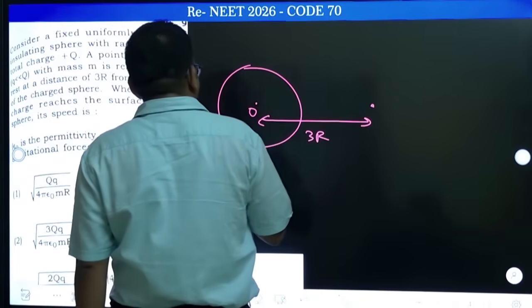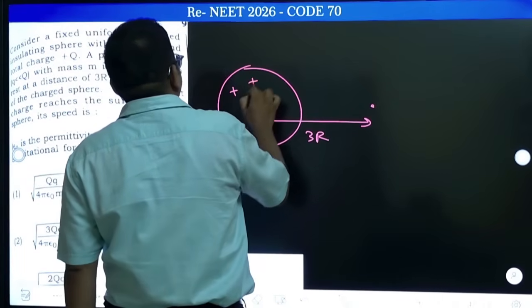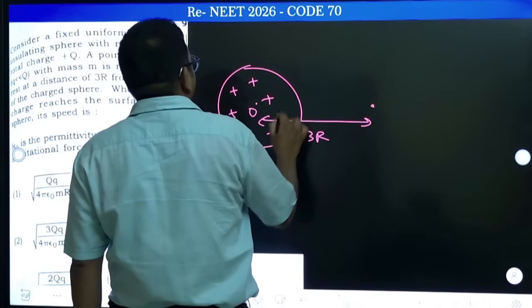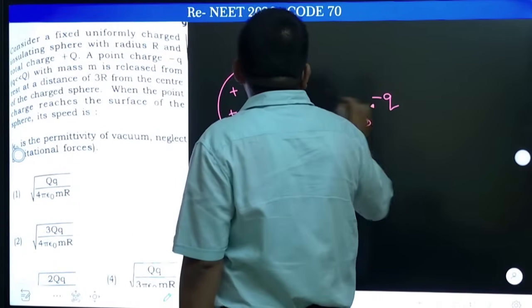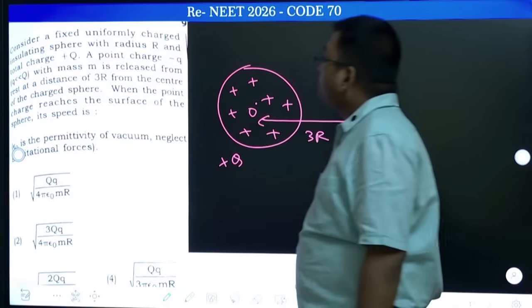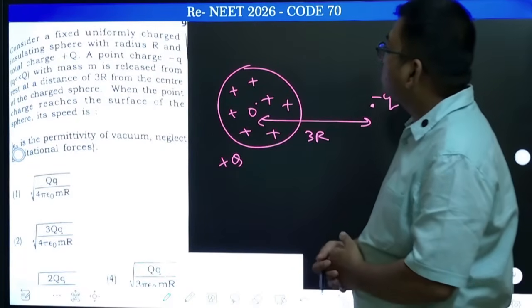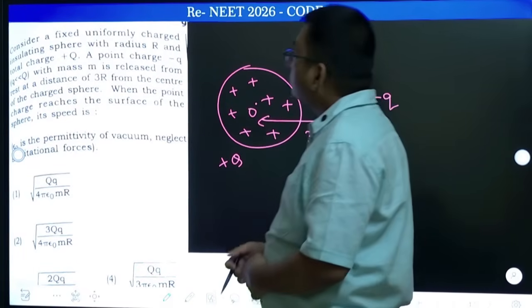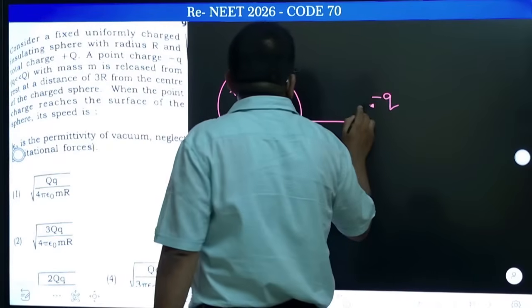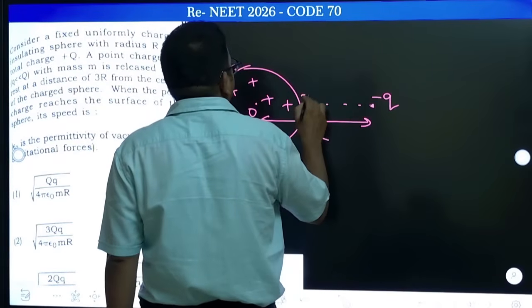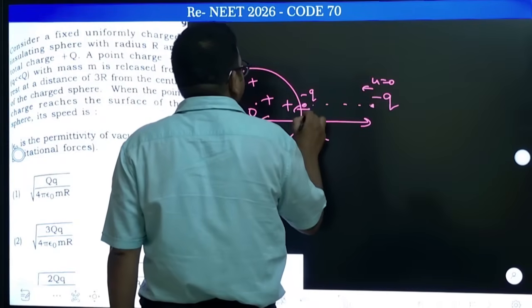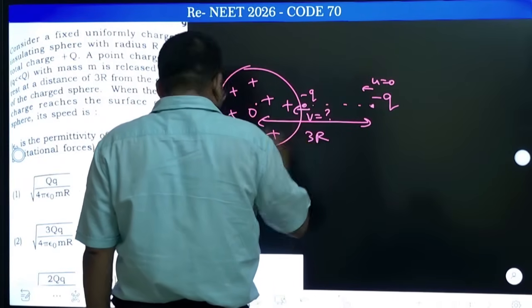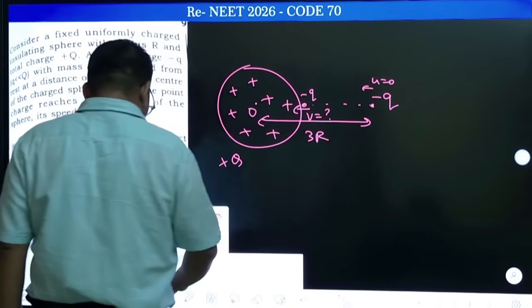Total charge is Q. It's an insulator, which means charge is spread everywhere. This charge is small q, minus q, and this charge is plus capital Q. From rest it is released. When the point charge reaches the surface, what is its speed? They are asking, when this charge reaches here, what will be the speed? Initial speed is 0. Again, a direct question. You have to use the work done formula.